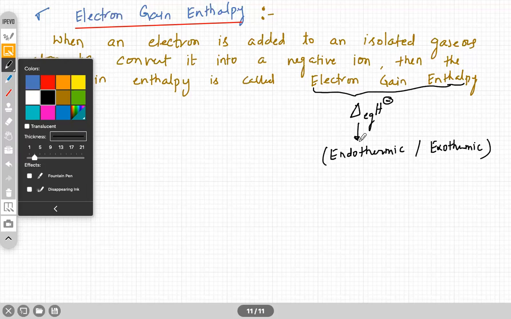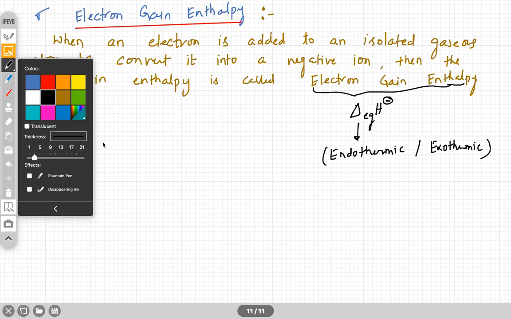But the previous one, electron, just a second, Pratyup. Let me just give you some few points and then we'll discuss this. Endothermic or exothermic means what? Endothermic means energy is getting consumed. Exothermic means energy is getting released.